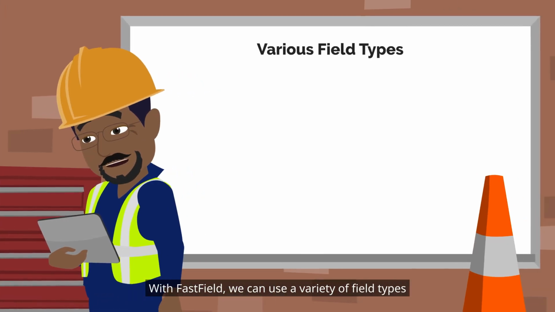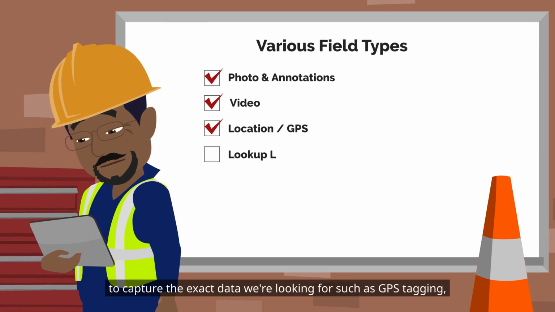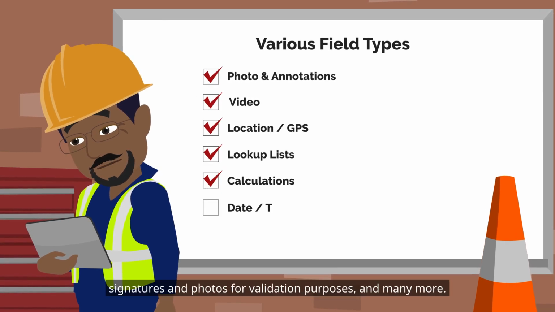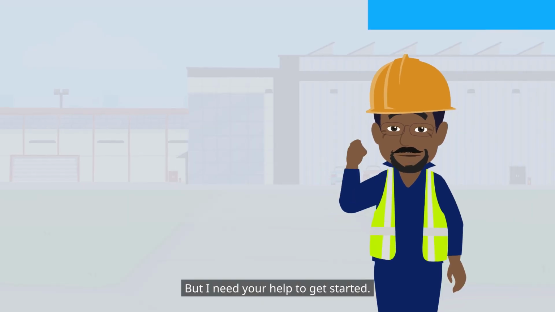With FastField, we can use a variety of field types to capture the exact data we're looking for, such as GPS tagging, signatures and photos for validation purposes, and many more. But I need your help to get started.